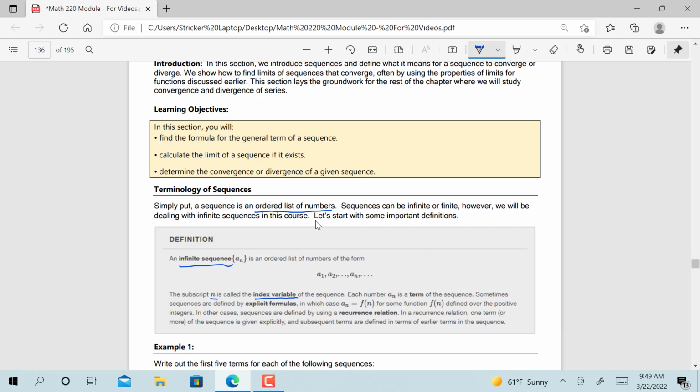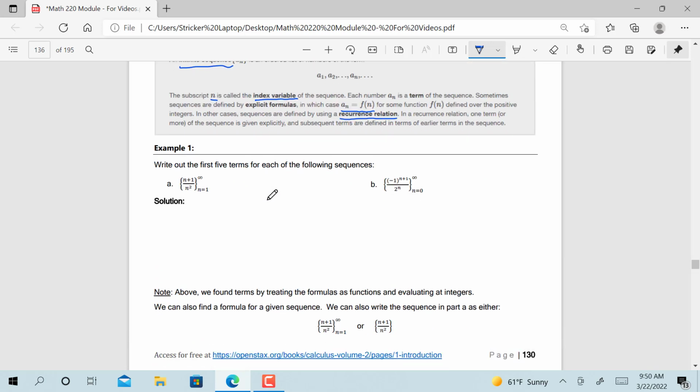A lot of times we will define sequences with a function or some sort of formula, and most of the time we can think of that as some function of n. Sometimes we also have recurrence relations, or recursive sequences, and we'll talk about those towards the end of this section. But let's look at an example to see how this works.